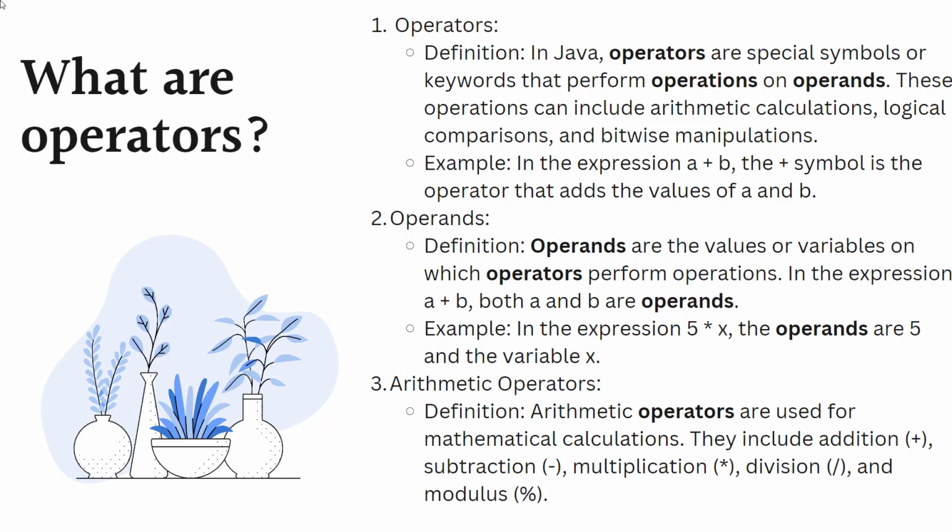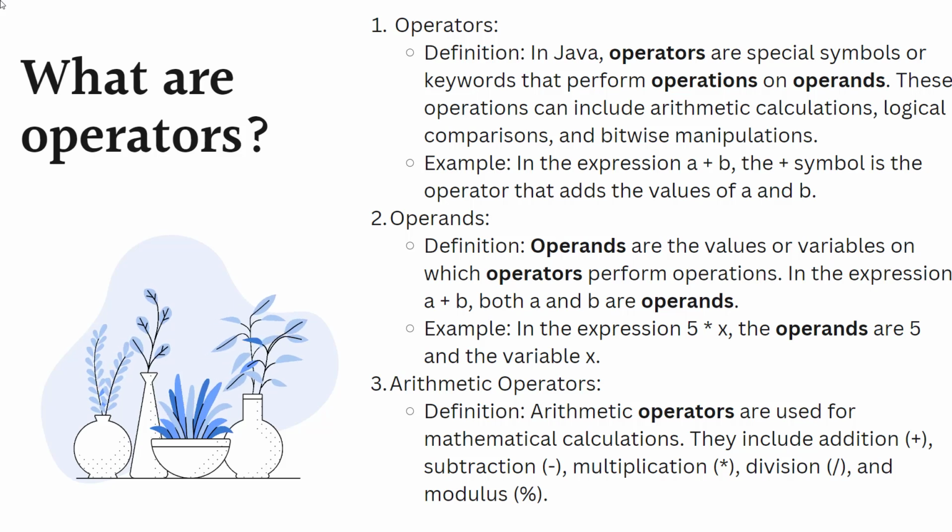In the expression a plus b, the plus symbol is the operator that adds the value of a and b. Operands. Operands are values or variables on which operators perform operations. In the expression a plus b, both a and b are operands. In the expression 5 times x, the operands are 5 and the variable x.